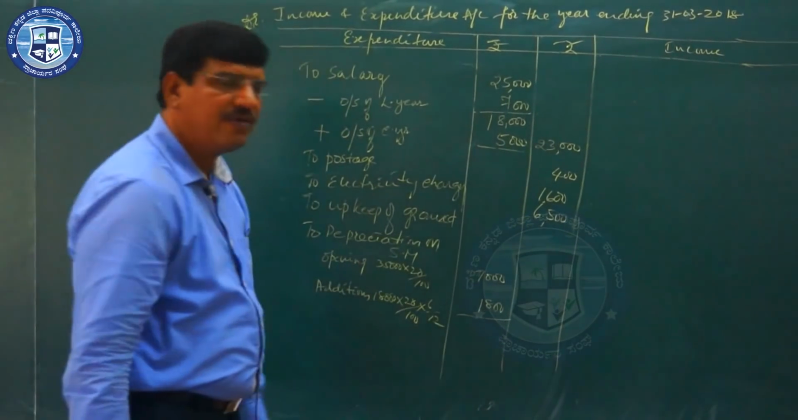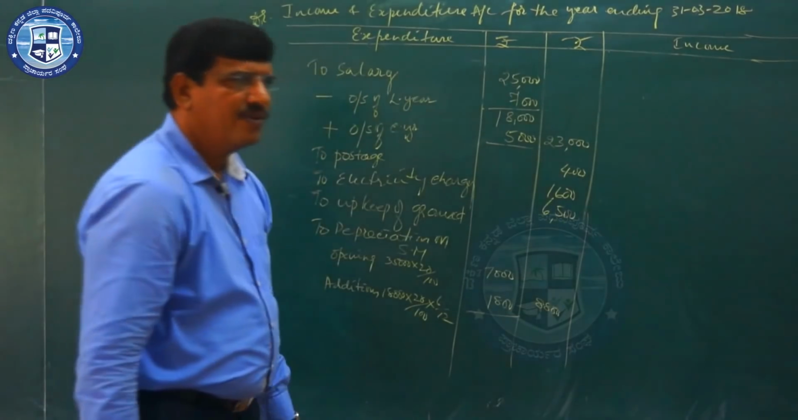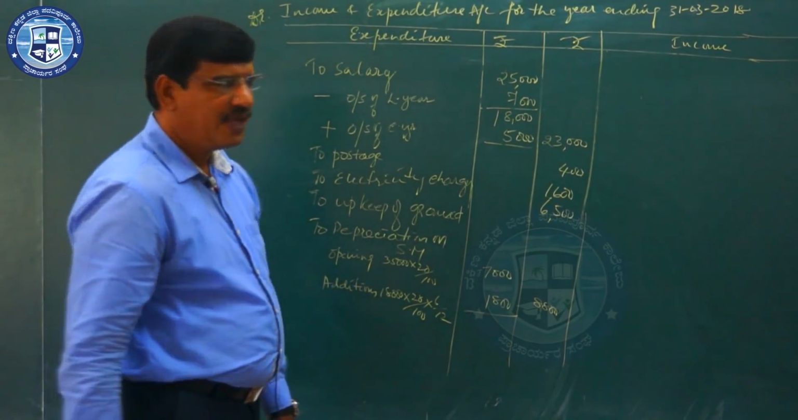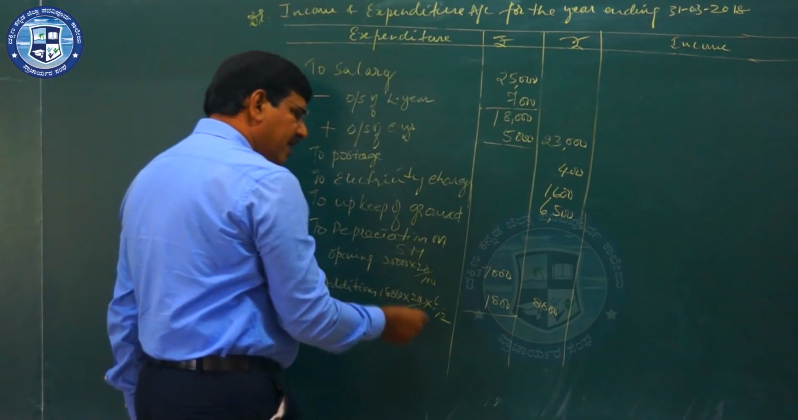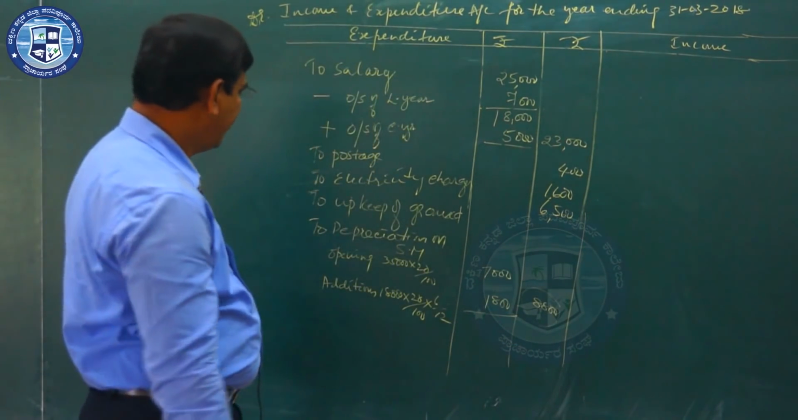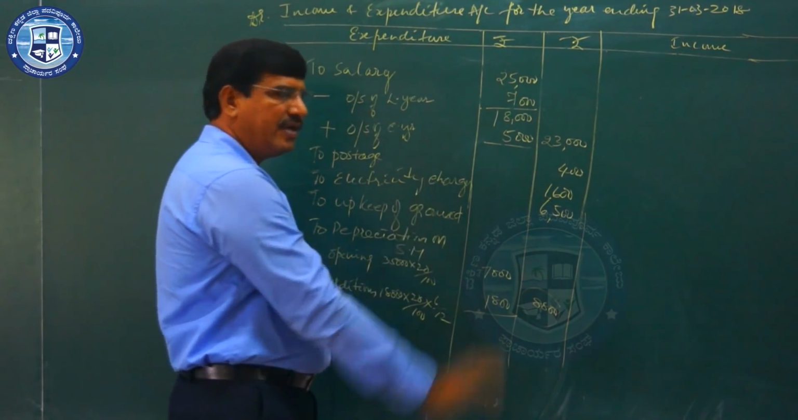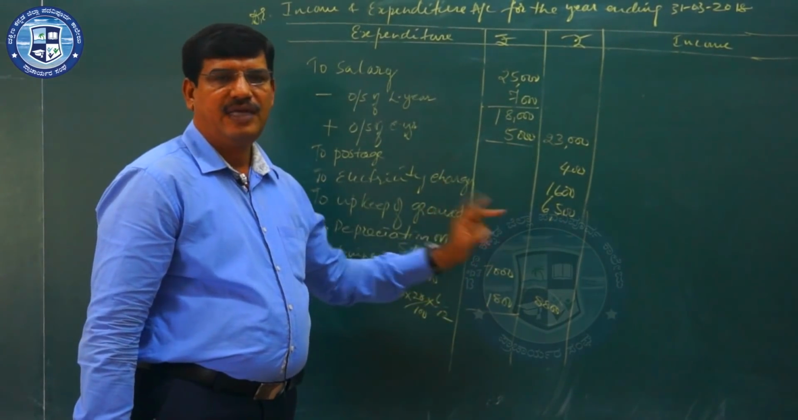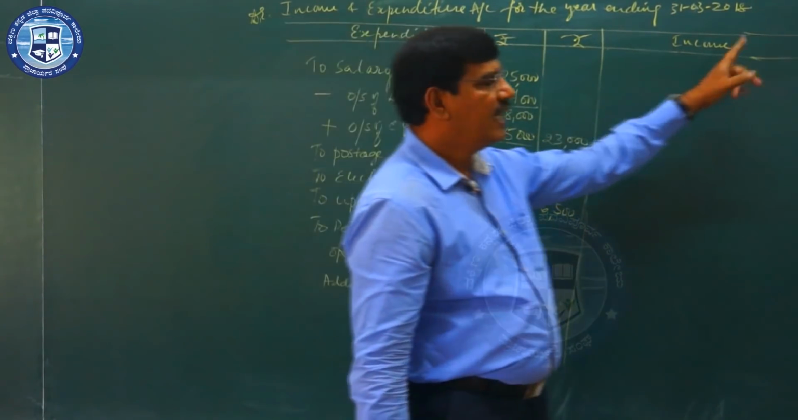So the total depreciation is 8,800. Since the depreciation is given in the adjustment, I have entered it in the income and expenditure account and we have to write the depreciation in the balance sheet also. On the asset side, we have to deduct the depreciation amount from the sports materials. Now let's go to the income side.